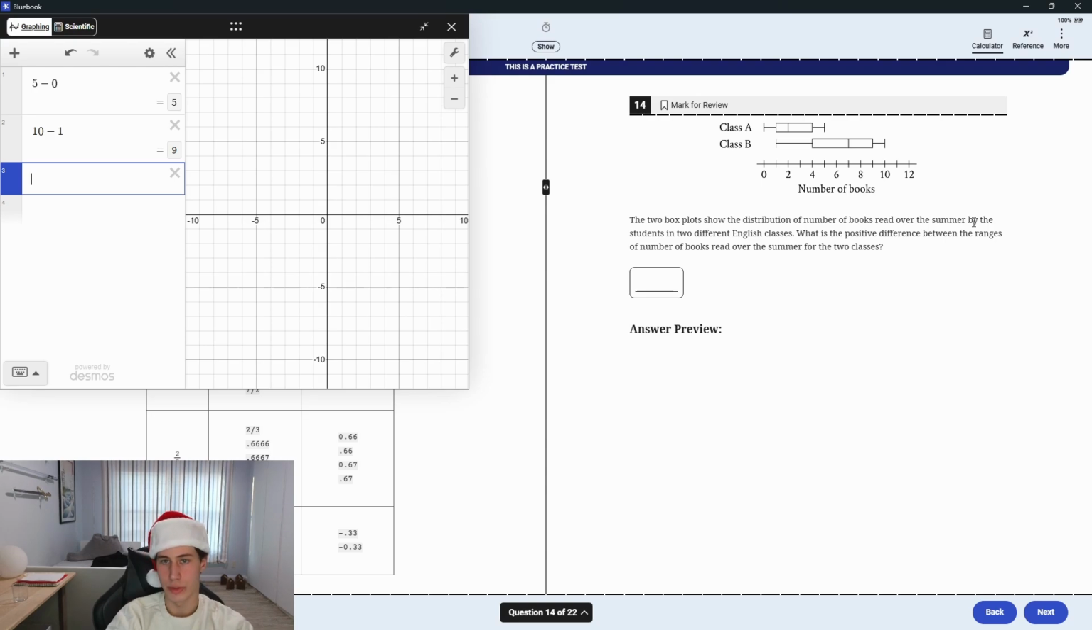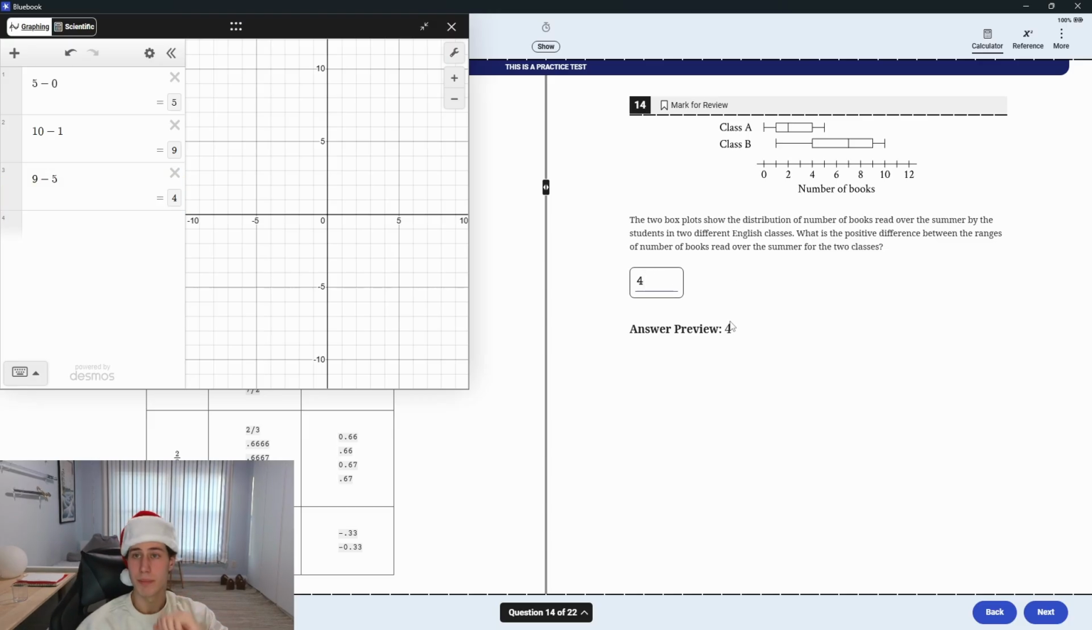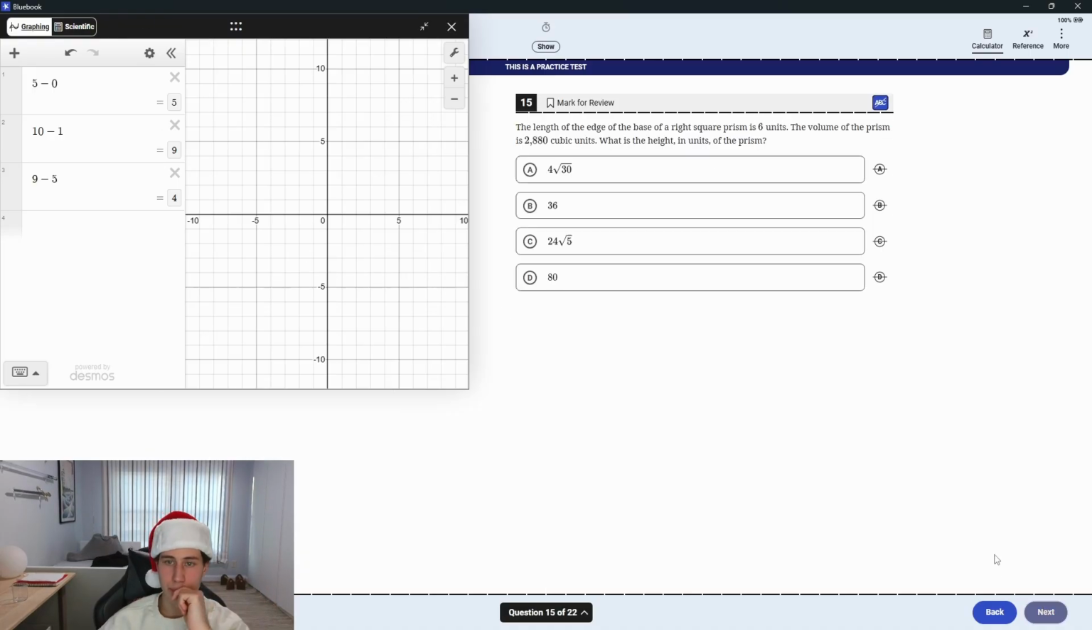So what is the difference between the ranges between the two classes? 9 minus 5, which is 4. So essentially we take the range of the first class, which is 5 minus 0, from the top to the bottom, and the range of the second, 10 minus 1, and subtract the two.